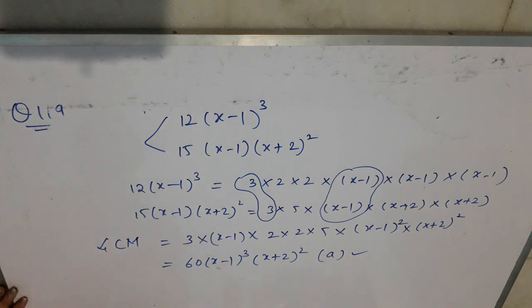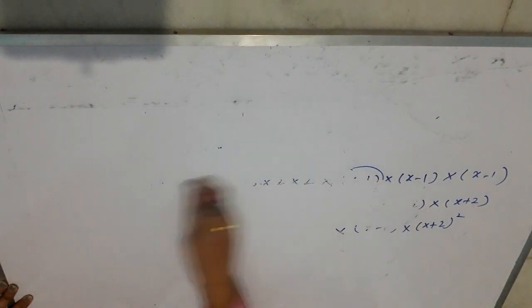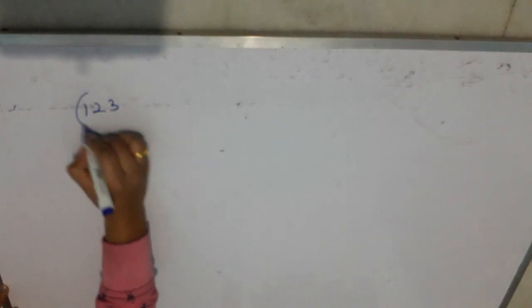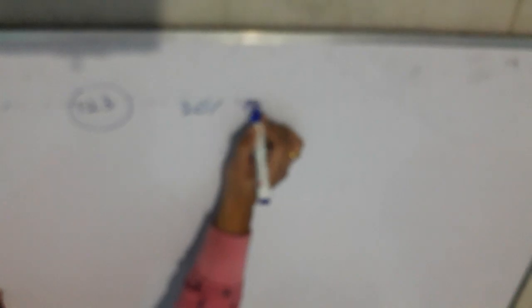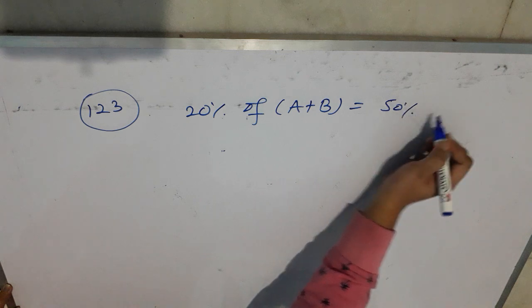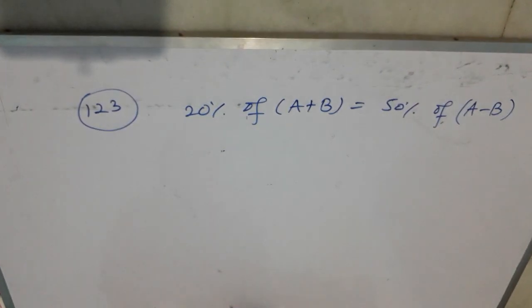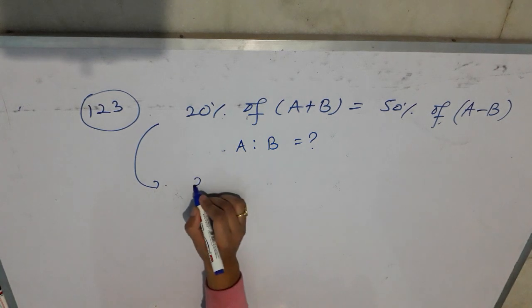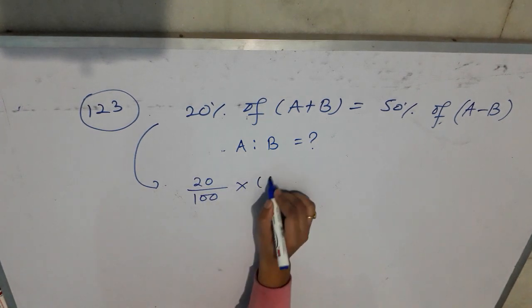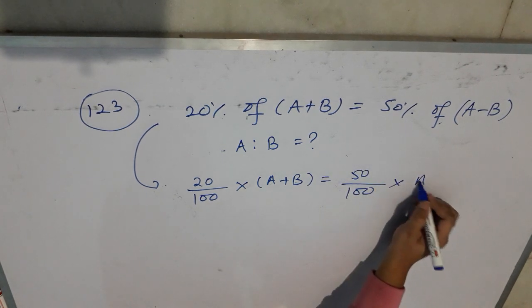The next question is 123. The question number 123 says that 20% of (A plus B) is equal to 50% of (A minus B), and he is asking what is the ratio A to B. So to solve this equation, 20% is 20 upon 100 into (A plus B) equal to 50 upon 100 into (A minus B).